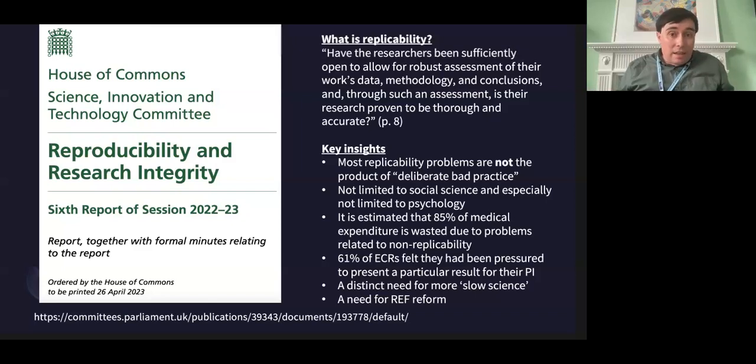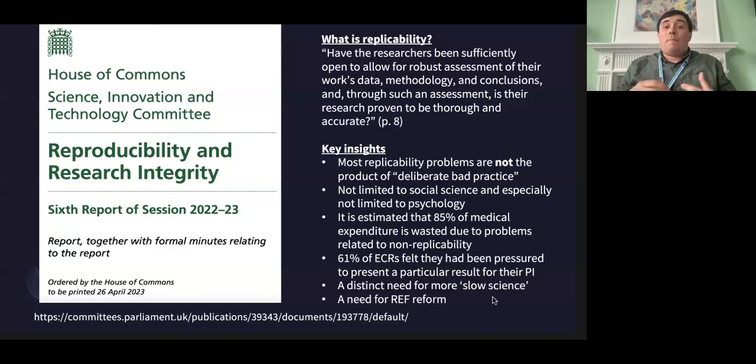I personally quite like this definition: replicable research has been sufficiently open to allow for robust assessments of its data, methodology, and conclusions. And through such an assessment, is the research proven to be thorough and accurate? An emphasis on open there. This is a little bit of a tangent, but I'll go through quickly what some of their insights are.